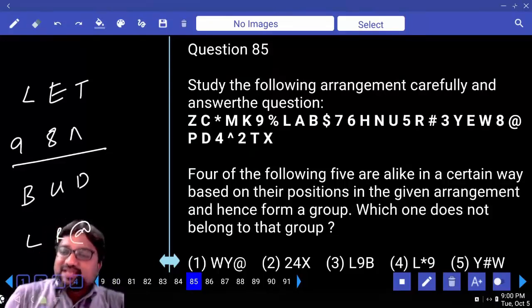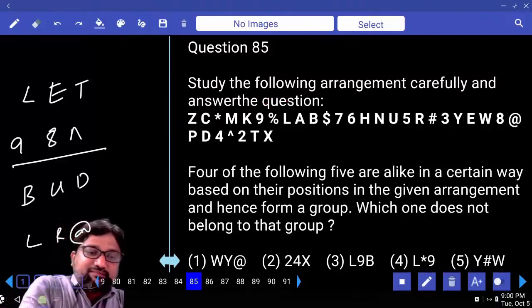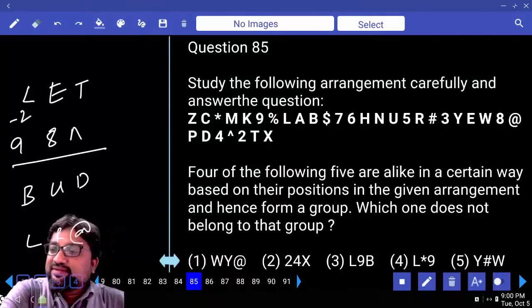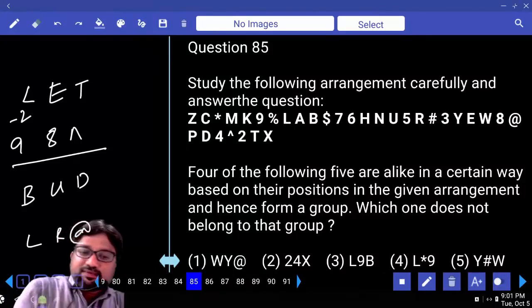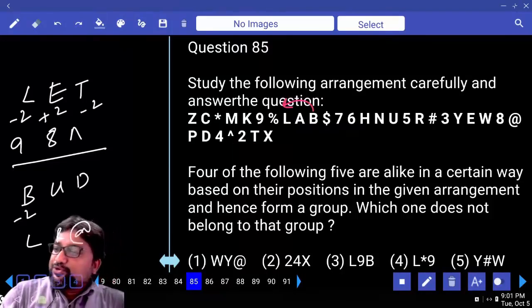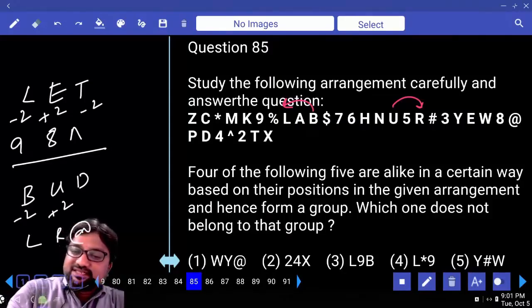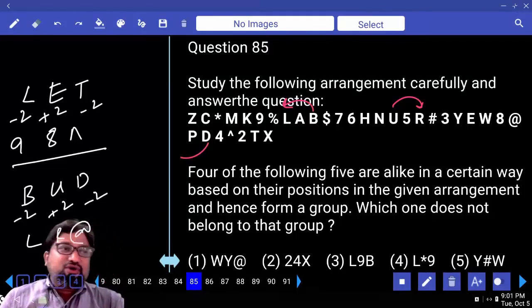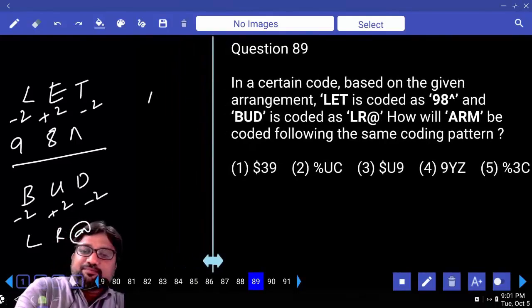Okay, from L to 9 we have to go, second left, right? Tell me. Second left means we can write -2. E to 8, second right, come on. +2. T to power, second left, -2. In BUD, B to L, second left, -2. U to R, second right, +2. D to @, -2. Yes or no? Similarly, now I have to get the answer for ARM. ARM: -2, +2, -2.